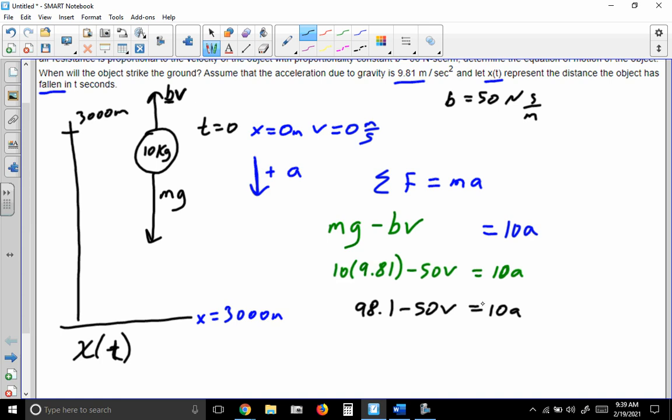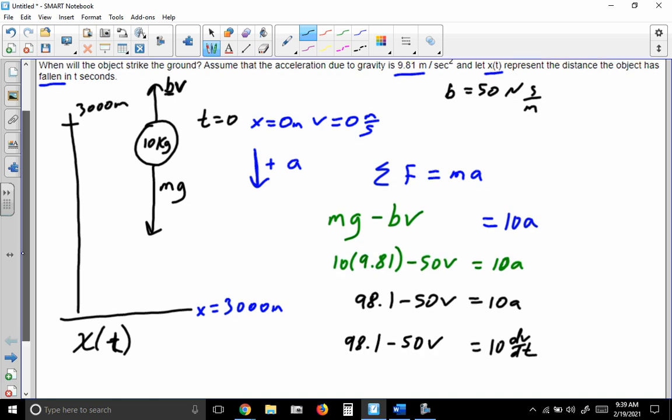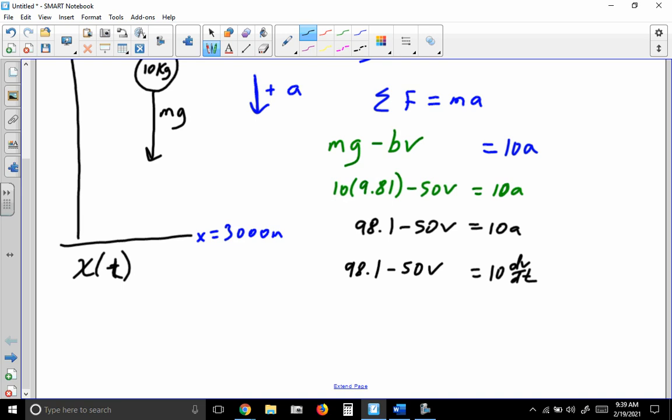Well, acceleration is the derivative of velocity. So we could change a to dv over dt. So we could solve our differential equation in terms of velocity. And then once we get velocity, if the derivative of velocity is acceleration, then the integral of velocity is position. So solve the differential equation to get velocity as a function of time, and then we can integrate that with respect to time, and that'll give us our position function.